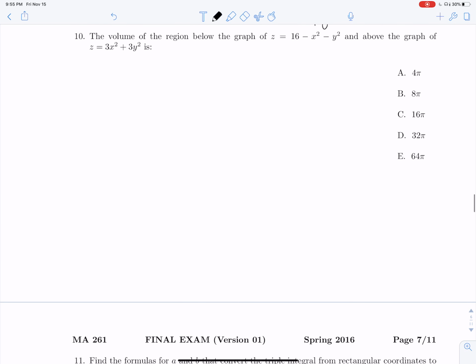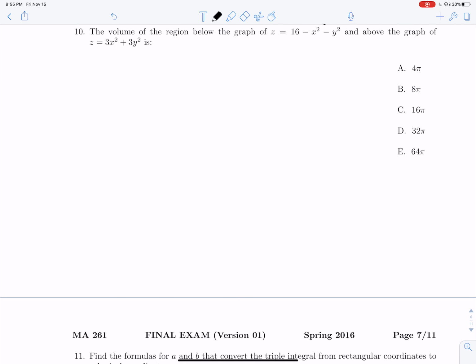Okay, the volume of the region below this graph and above that graph. So it looks like we're going to be dealing with a cylindrical integral because we have z equals, and all this stuff is symmetric about the z-axis. Before we do anything, let's replace stuff with r, because that makes it a little easier to deal with. So this is z equals 16 minus r squared, whereas this is z equals 3r squared.